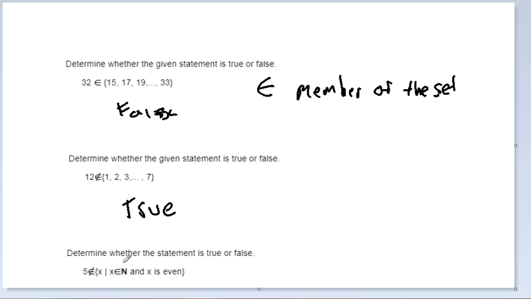Okay, we got one more. Here, x is a member of the natural numbers. That's 1, 2, 3, 4, 5, all the way to infinity. And x is even, means that both of these conditions have to be satisfied. 5 is definitely not an even number, so 5 is definitely not, and notice the line through it, a member of the set. So this is also true, so I'll just put a T there. Okay.